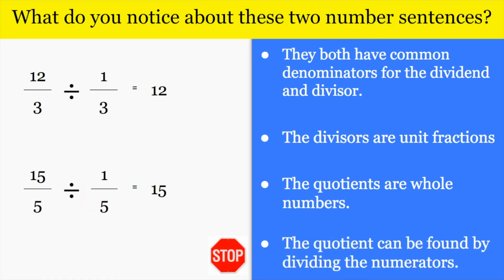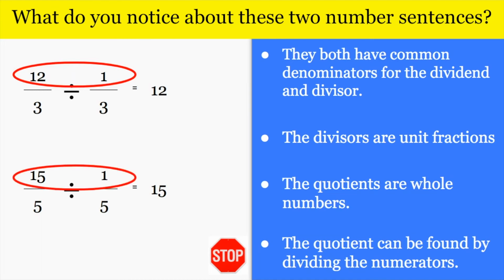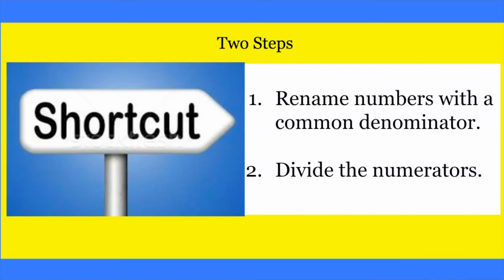The quotient, or answer, can be found by dividing the numerators. In the first number sentence, 12 divided by 1 is 12. In the second number sentence, 15 divided by 1 is 15. That brings us to a shortcut. Friends, number 1, rename numbers with a common denominator. Number 2, divide the numerators. You recognize this as the common denominator strategy.